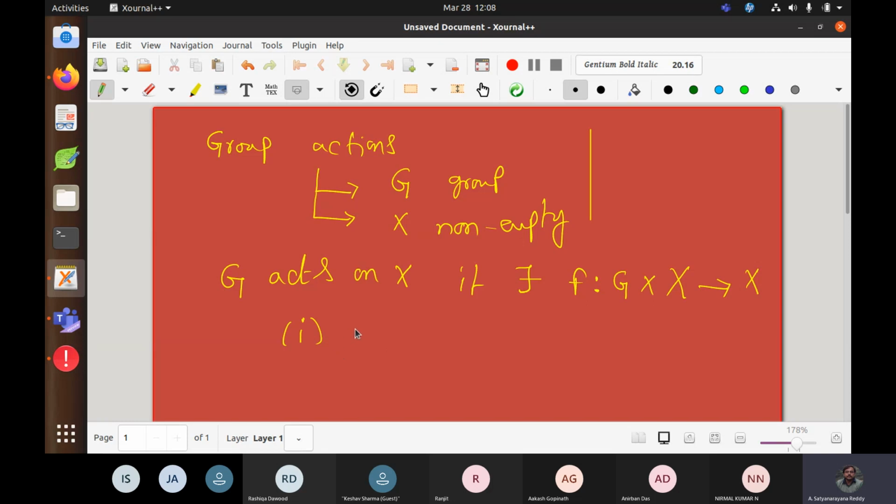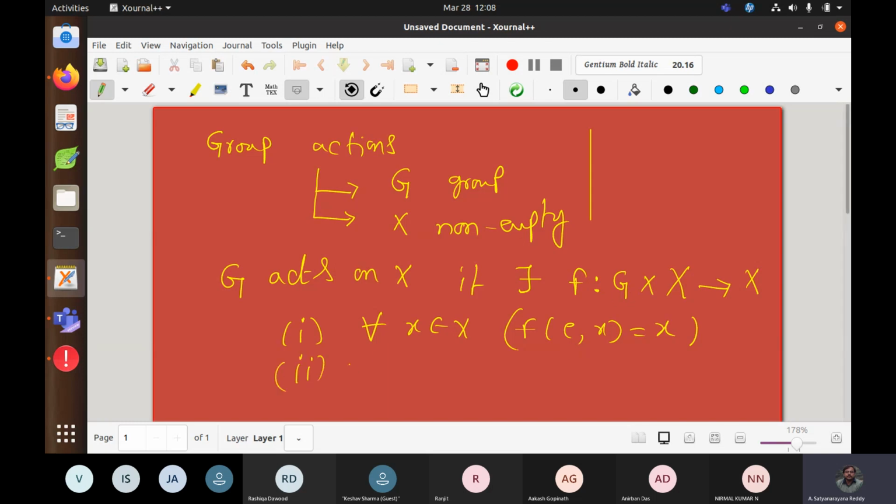Here the conditions are, F of e comma x is equal to x. But generally we will write quantifiers before, so I'll write that way. Okay. So what is it that we need to say? For every x belongs to capital X, F of e comma x is equal to x. Okay, this is the first condition. So here e is fixed. e is the identity element of the group G.